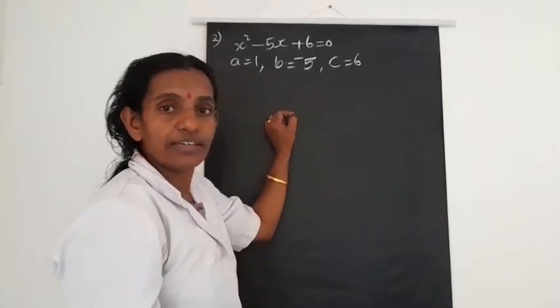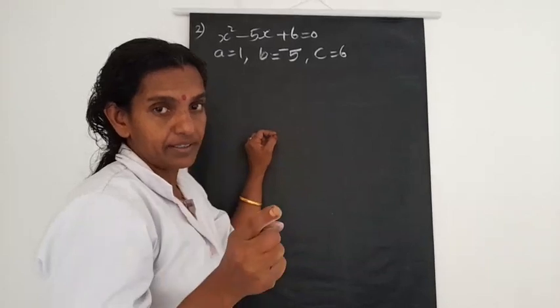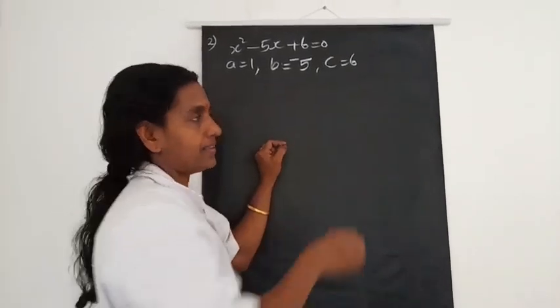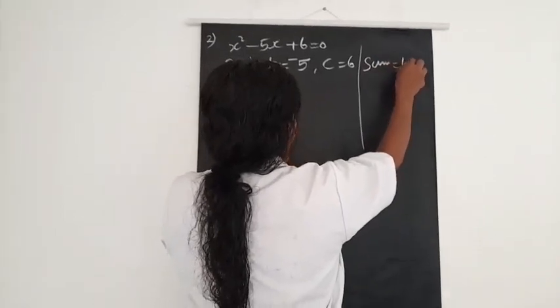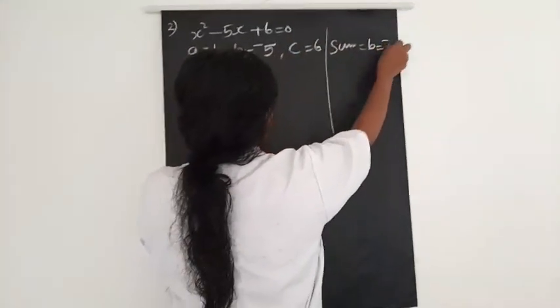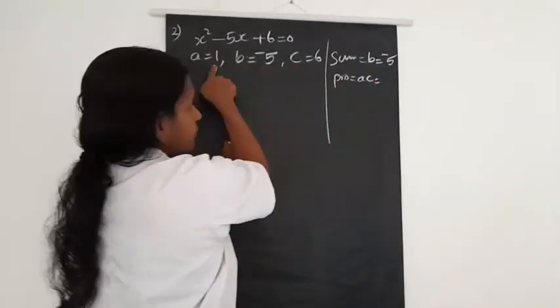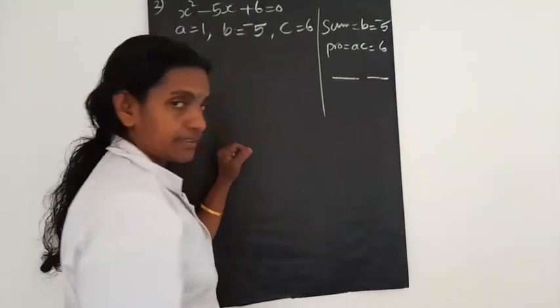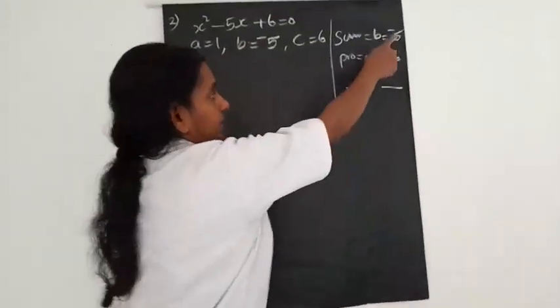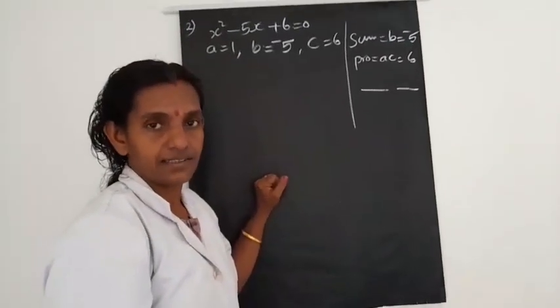Here also we need to select two numbers such that their sum is b and the product equal to ac. So here we are selecting sum equal to b. What is b? Negative 5. And the product equal to what? ac, that is 1 into 6, 6. So you need to select two numbers such that their sum is negative 5 and their product is 6.